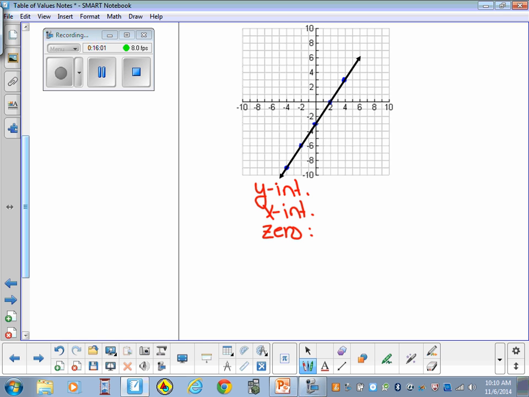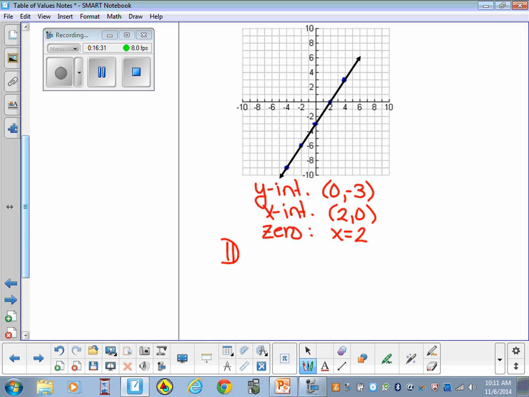So looking at the graph, what is the y-intercept? Negative 3. So remember that's an ordered pair, 0, negative 3. What's the x-intercept? 2. So again, it's an ordered pair, 2, 0. What is the 0? x equals 2.